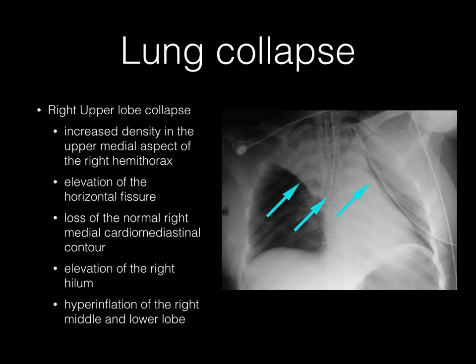right upper lobe. Other causes of lobar collapse, as we described earlier in atelectasis, could be mucus plugging, foreign body, or aspiration, or even compression by a tumor. And sometimes you can have bronchial tumors, which might cause obstruction as well.